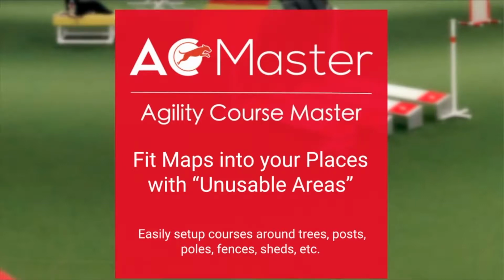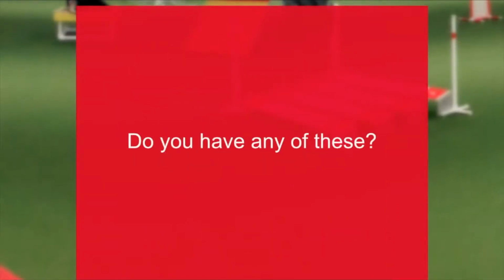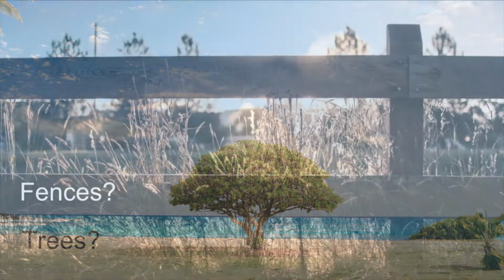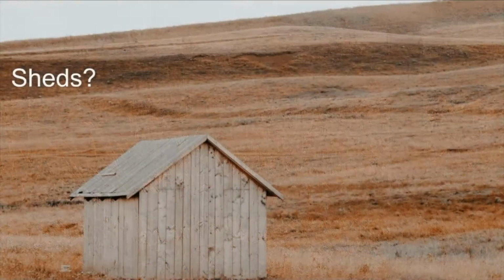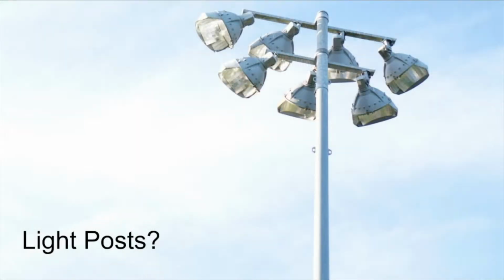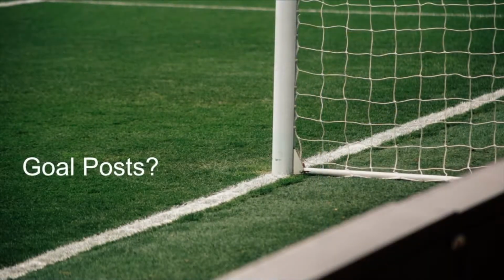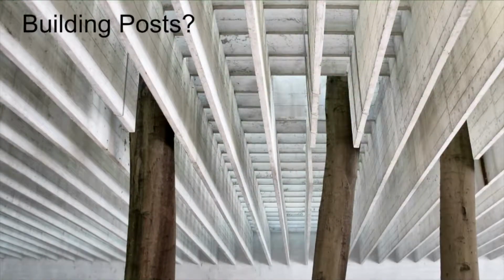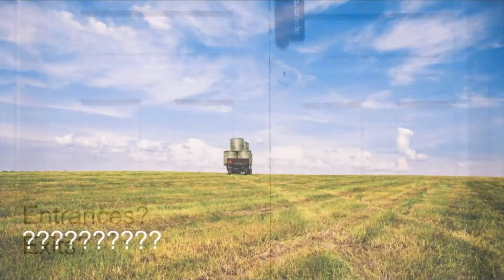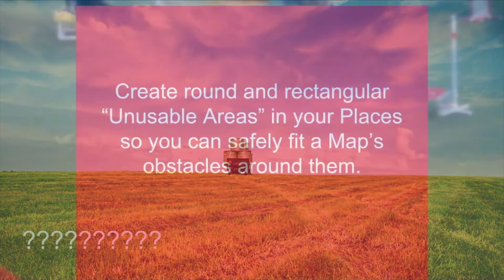In today's video, I'll show you how you can define unusable areas in your places that will let you set up your maps to fit around posts, sheds, stumps, whatever you have in your way, like trees or fences, even sheds like I do. What about water hazards? You might have some light posts or even goal posts or building posts, entrances and exits, or even strange vehicles.